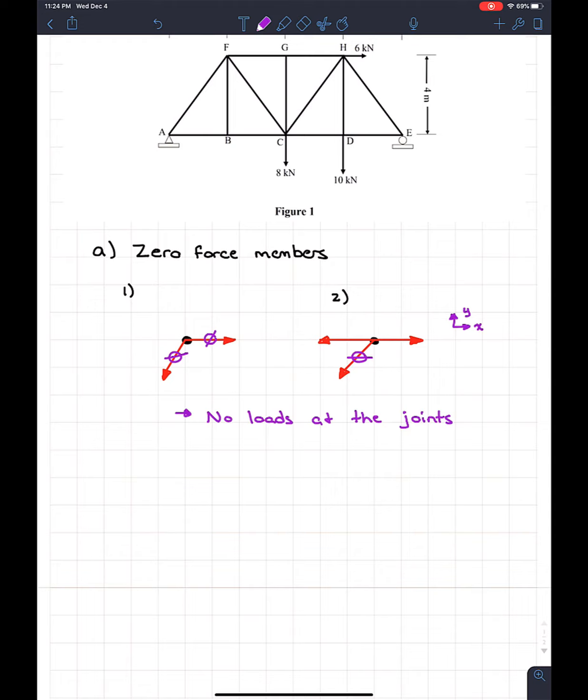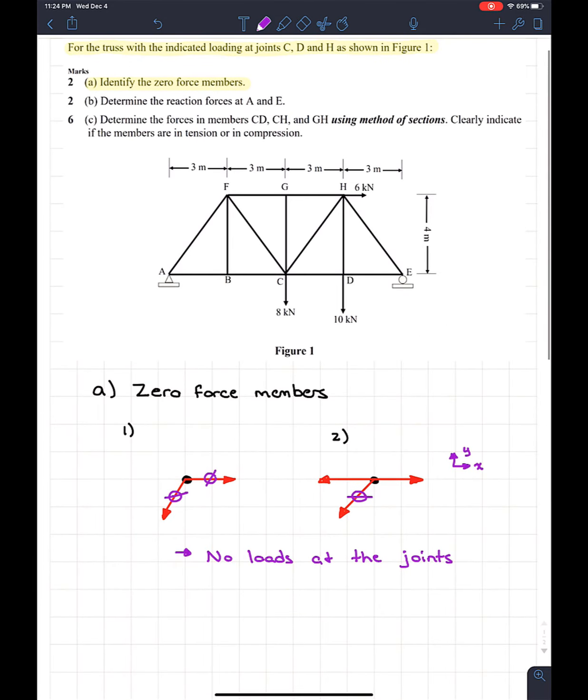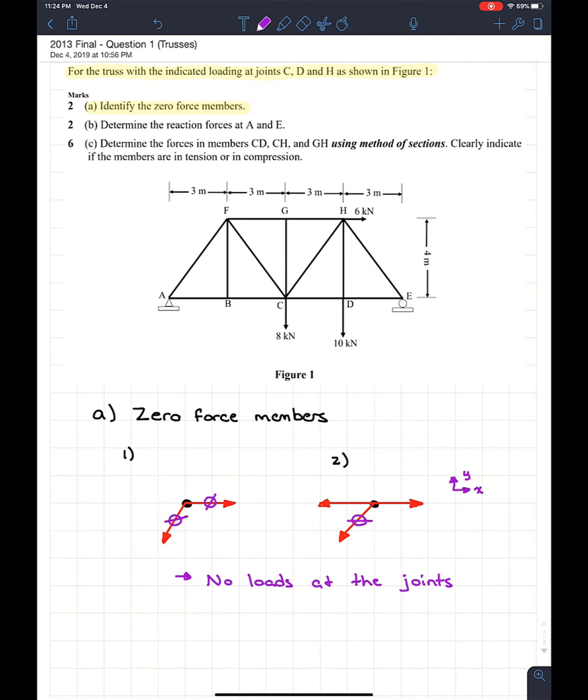So these are the only 2 cases you have to know. And there are some tricks involved with these cases, but we'll go over that in a later midterm. For now, let's just take these cases and apply them here.